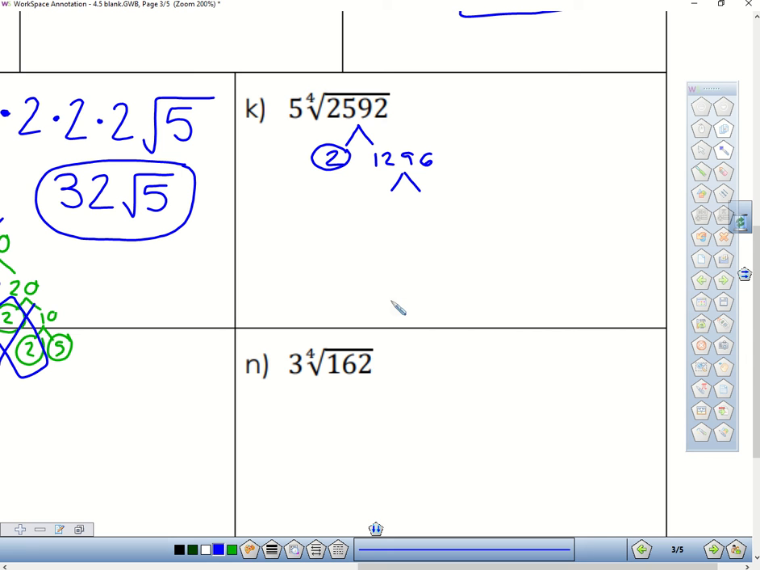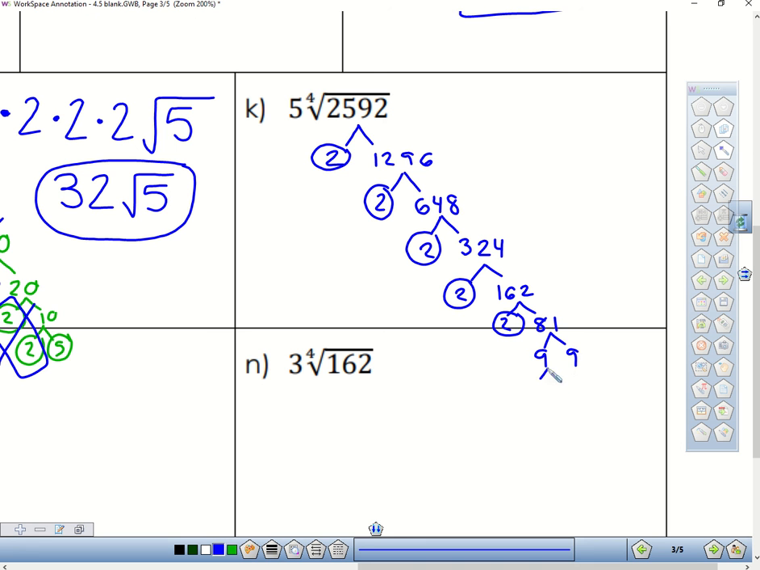Yeah, so it's also still divisible by 2 as well. So this is 648. 648 breaks up into 2 and 324, which is still even, and breaks up into 2 and 162, which breaks up into 2 and 81. And what does 81 break up into?